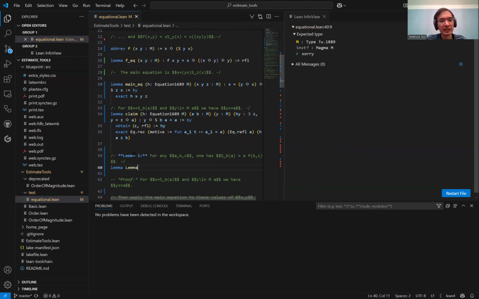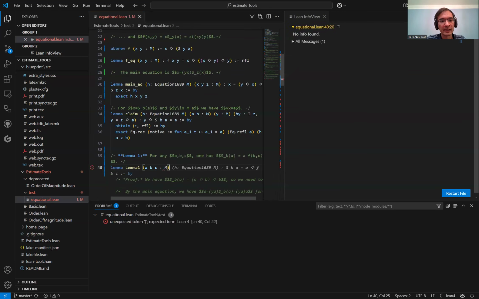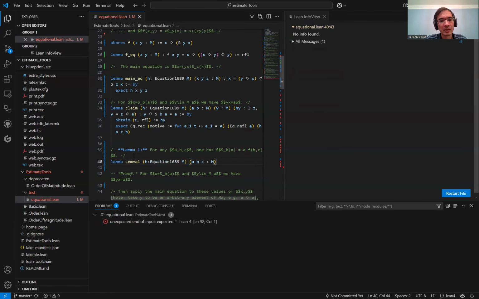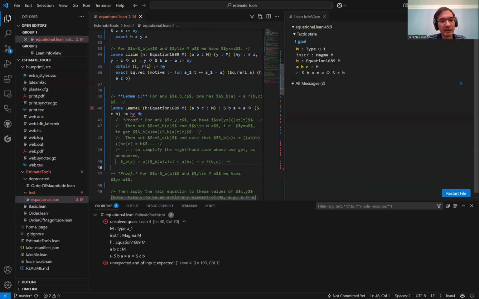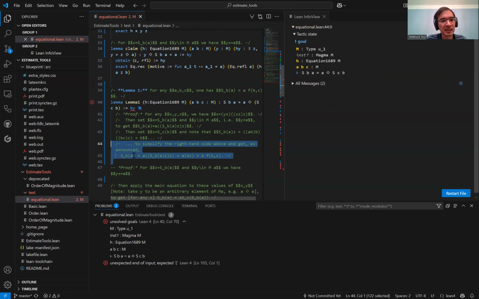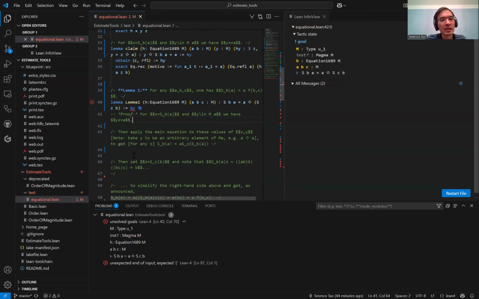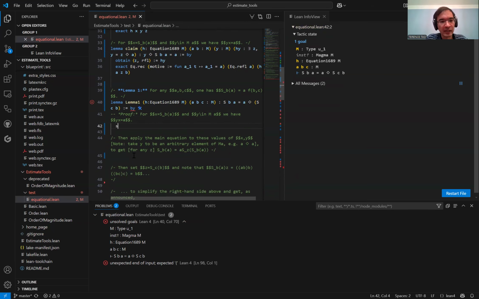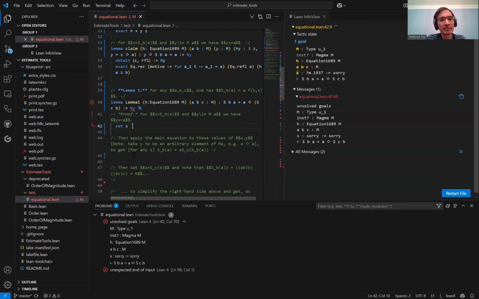Okay, so lemma one. For all A, B, and C. I need my hypothesis and we put that up front. I need that SBA. Yep. No, I don't need all the extra text. I already have it. Okay. So I have this claim. So first of all, I will set x equal to xDA.